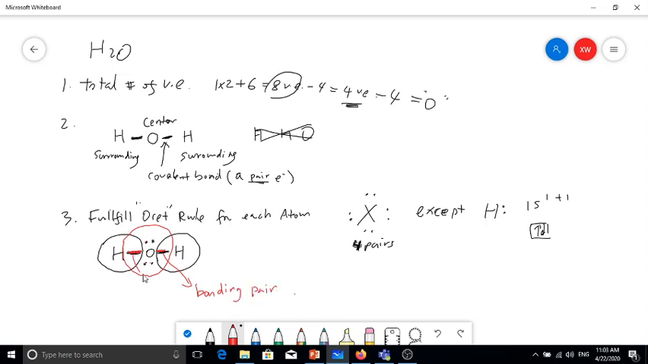So is this pair. Now, these 2 pairs of dots next to oxygen, they are not shared. They exclusively belong to oxygen. They are called a lone pair.